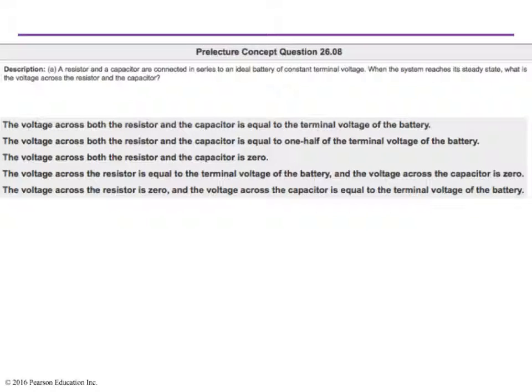So there were some questions related to these things. One of the questions in the pre-lecture was if you have a resistor and capacitor connected in series with a battery, when the system reaches steady state, that means when time is basically infinity or a very, very long time, what is the voltage across the resistor and the capacitor? So take a moment, pause, and see if you can think about what that would look like.